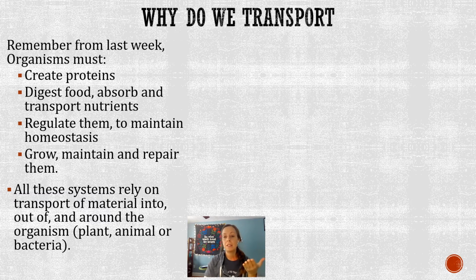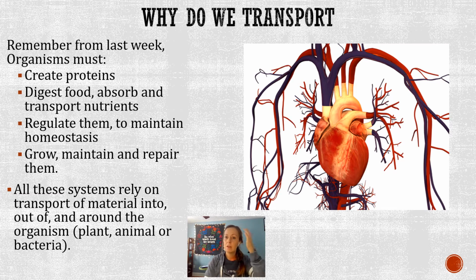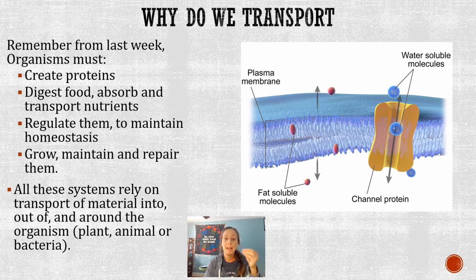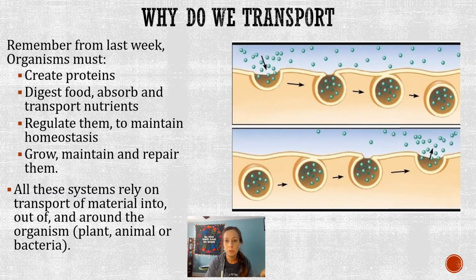All right, so here's some examples of how we transport things. So our heart and blood vessels are going to be our main source of transport around our bodies, but we're going to push things into and around the body. Roots in plants are going to transport water up the plant. At the cell level, this is a cell membrane, and we transport things through the cell membrane back and forth, right? That's how things get into our cells to actually be used.